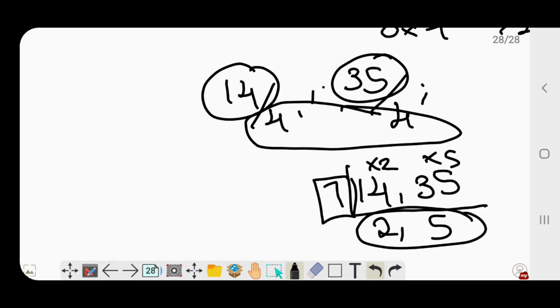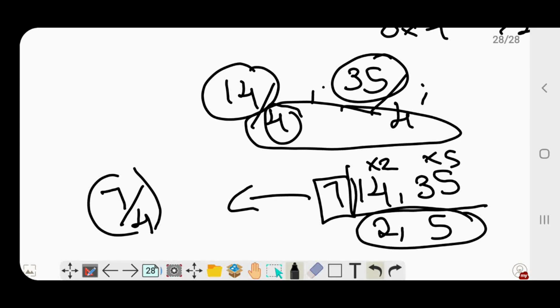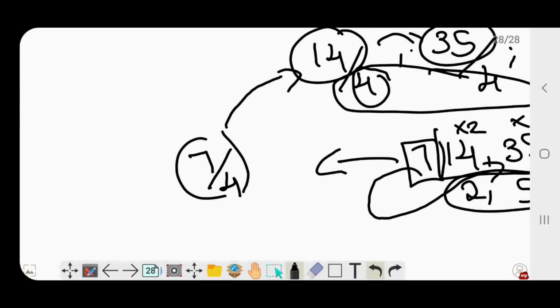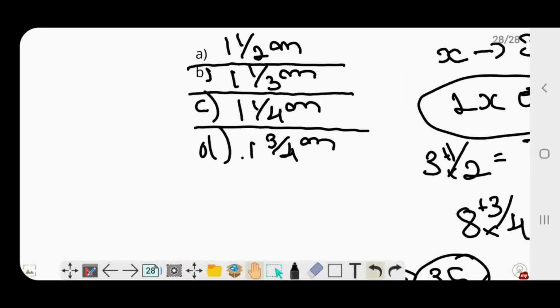But since we have 4 in the denominator, our answer would be 7 by 4. 7 by 4 is the highest common factor for 14 by 4 and 35 by 4. 7 is the highest common factor for 14 and 35. So 7 by 4 can be expressed as 1 3 by 4, and it is a part of option D.